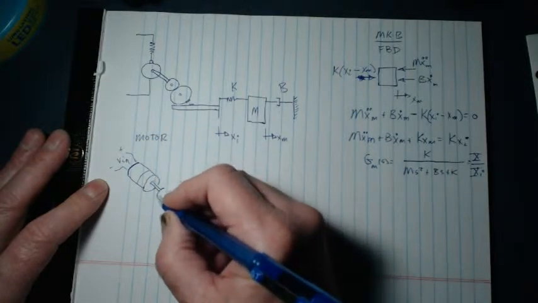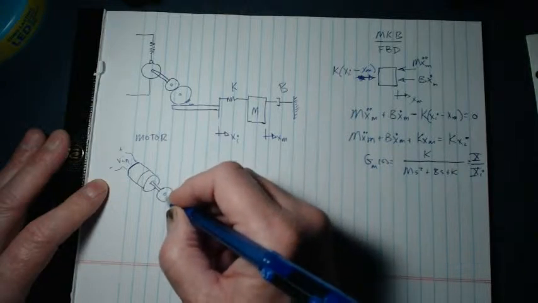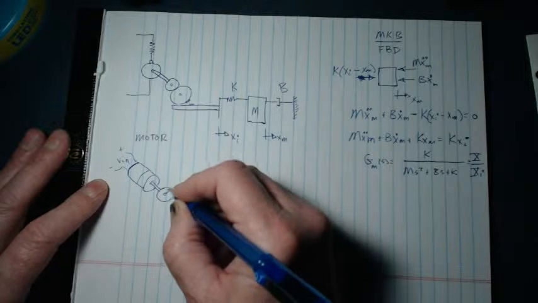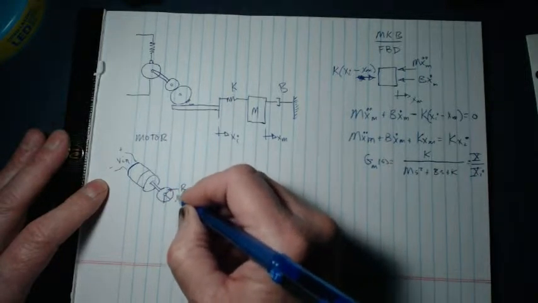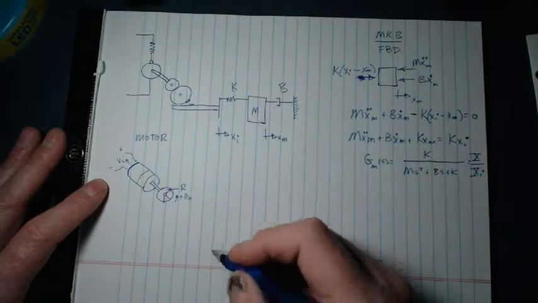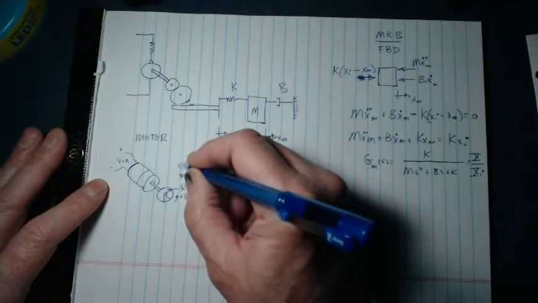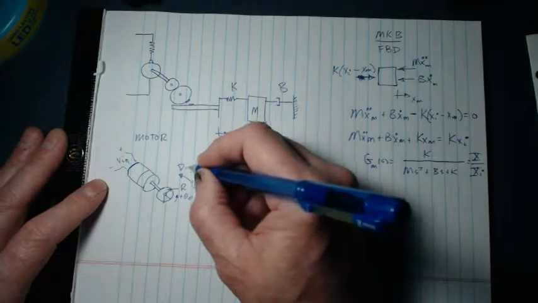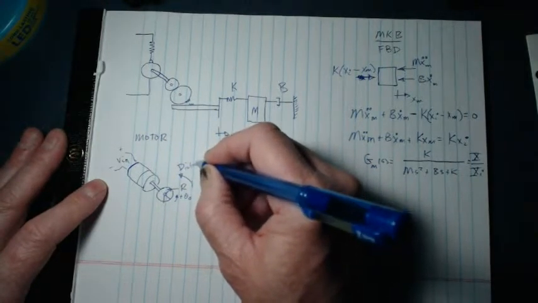What I'm going to do here on the output is look at this radius r. I'm going to call this the plus theta out direction. And if you remember, in our motor analysis, we talked about a disturbance force.